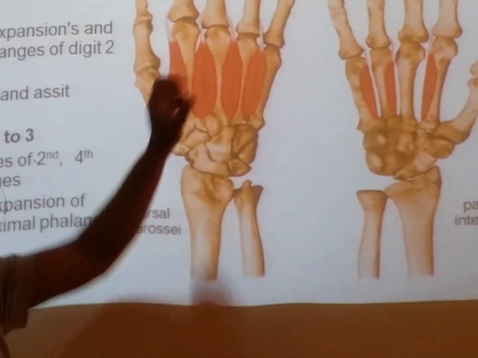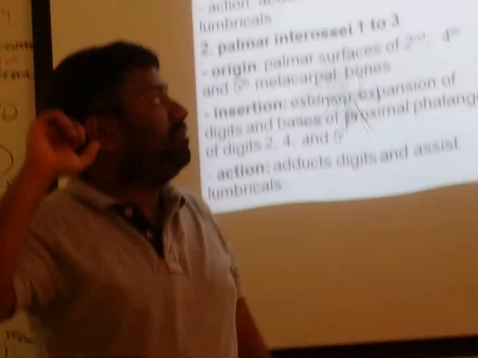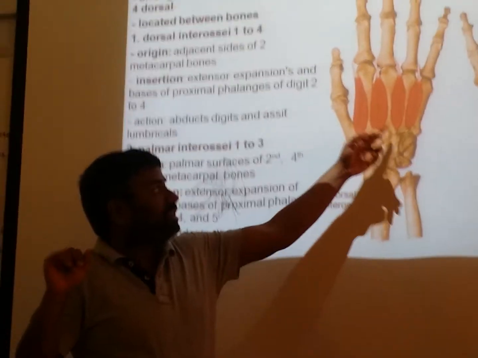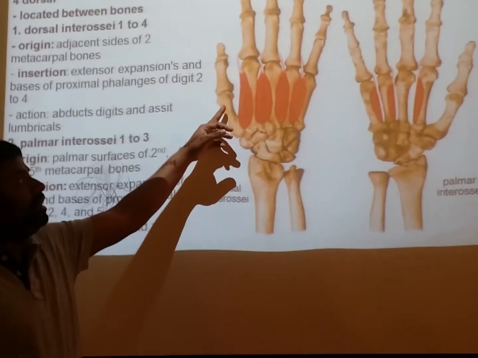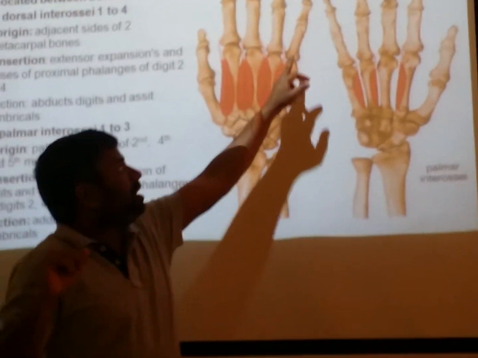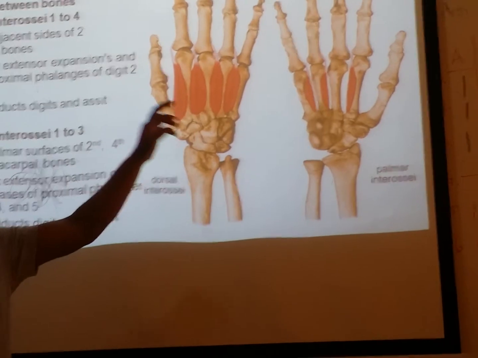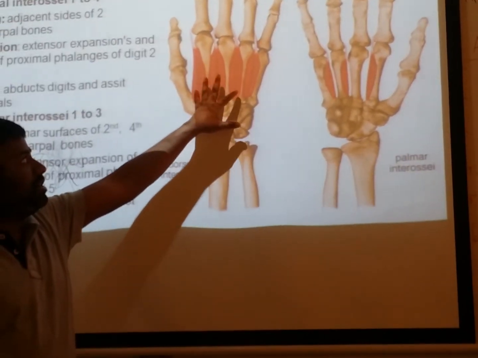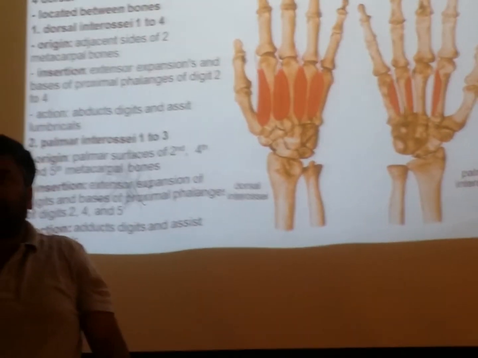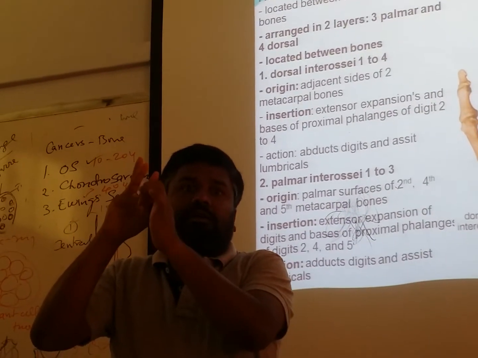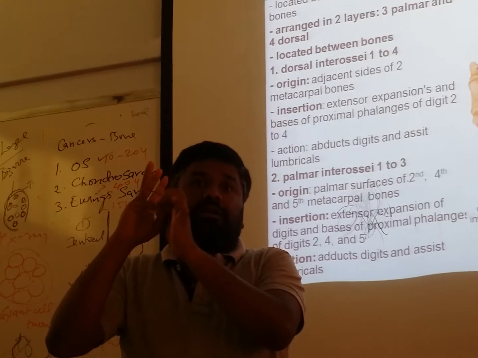So when they contract, what do you expect? Abduction. And very, very important point you can observe here, there is no attachment of dorsal interossei to either the thumb or the little finger. Why? Dorsal interossei are attached only to these middle three fingers, not to the thumb and little finger.